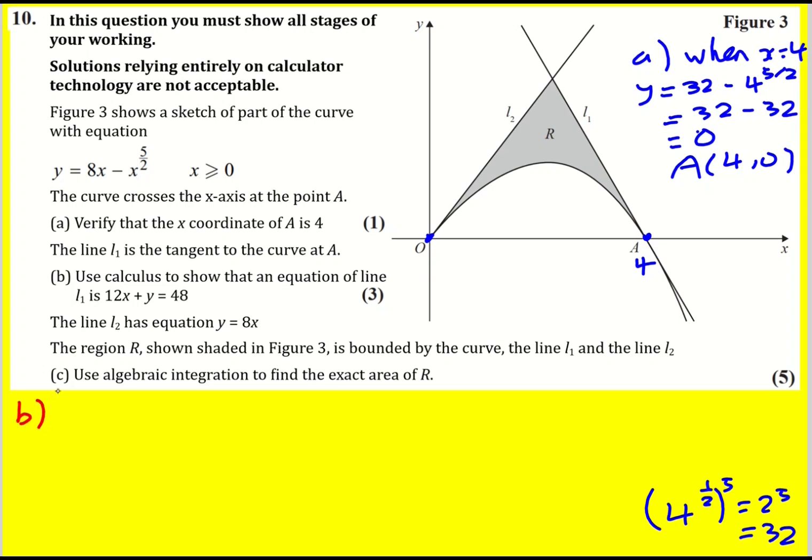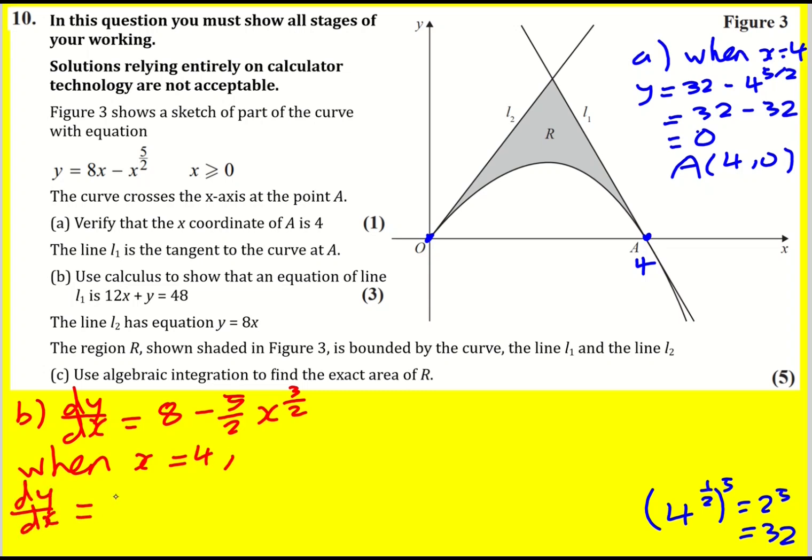Okay, let's do it. So first up, I'm going to find dy by dx. I'm going to find the gradient function because the tangent has the same gradient as the curve at x equals 4. That will give me 8 minus 5 over 2 x to the 3 over 2. And then when x equals 4, dy by dx is going to equal 8 minus 5 over 2 multiplied by 8. That ends up giving us 8 minus 20, which is minus 12. So I now have the gradient and I've got this point. So that's enough to get the tangent.